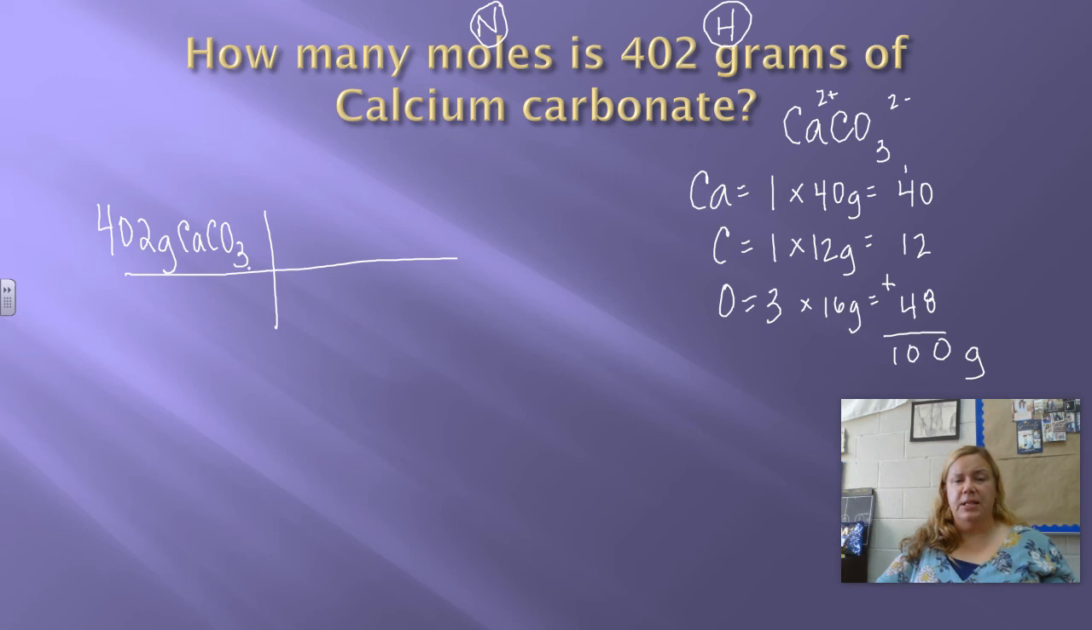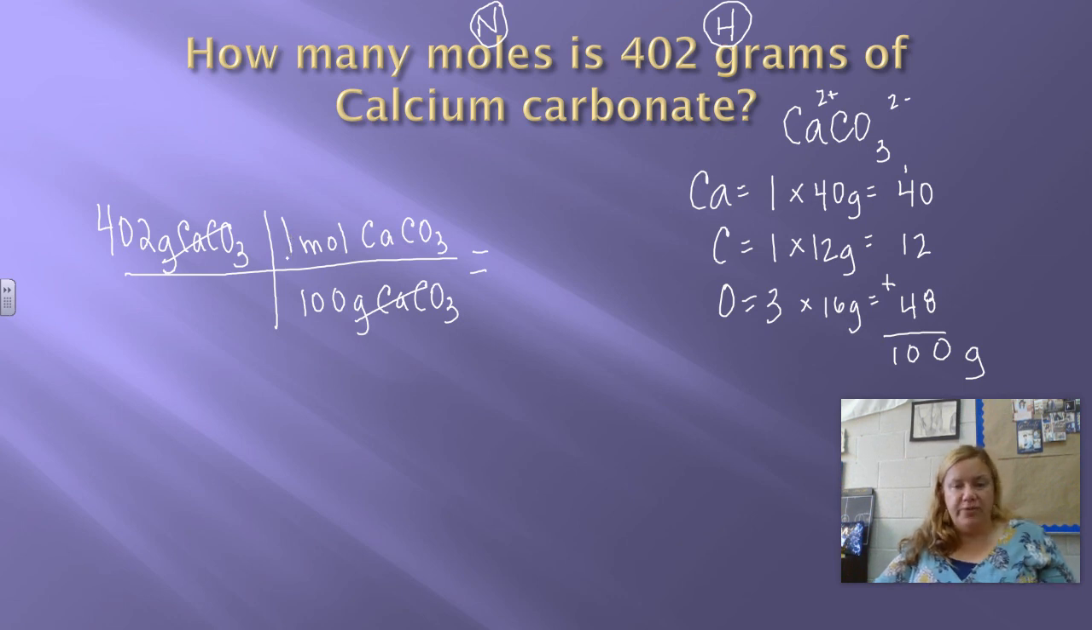So since grams is on the top, I need grams on the bottom of my next one so I can cancel. So my grams comes from my molar mass, which is 100 grams of calcium carbonate for every 1 mole of calcium carbonate. So my grams can cancel, and I'm going to end up with moles as my answer, which is what I want. So I take 402 times 1, which is 402, divided by 100. So if I take 402 divided by 100, I'm going to get 4.02.